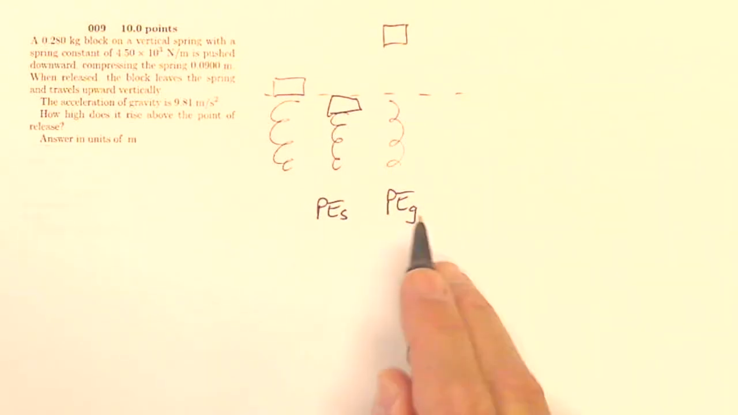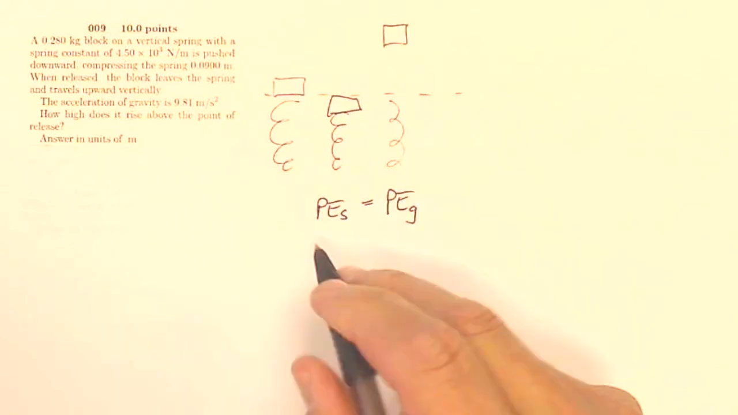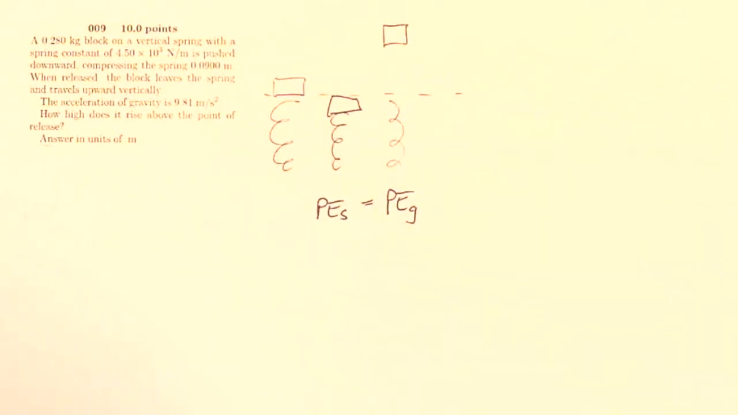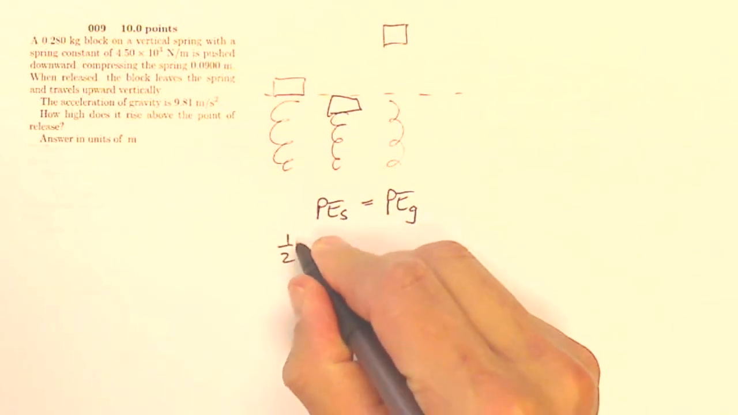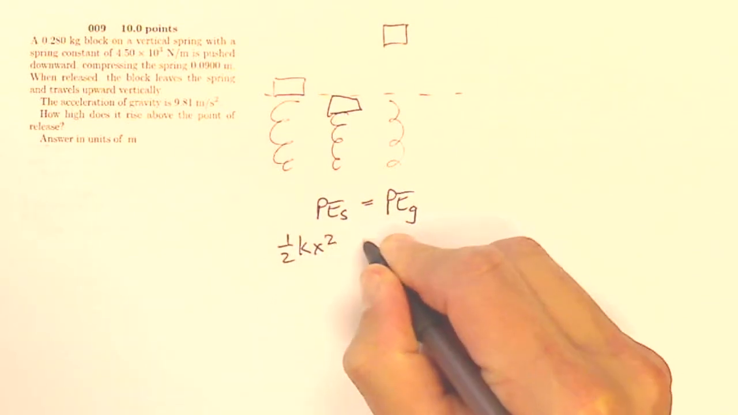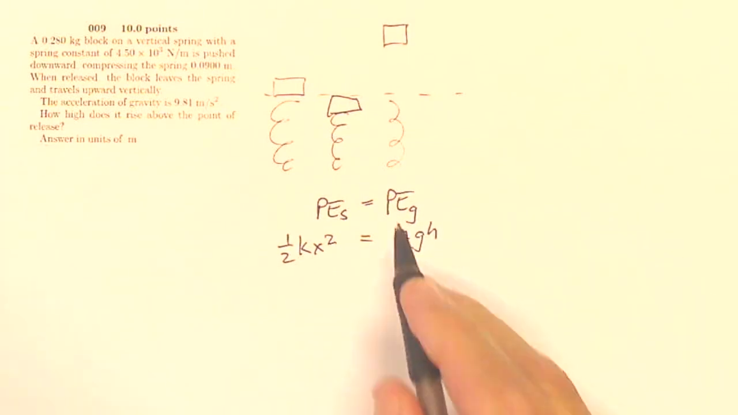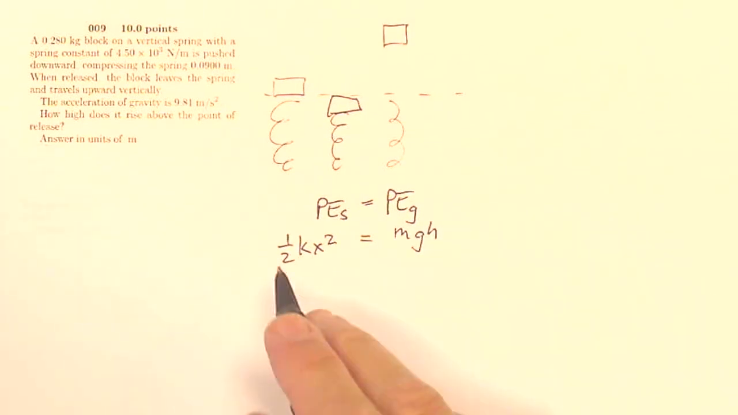So this energy is going to equal this energy, so the potential energy in the spring here equals my potential energy of gravity here. So I wind up with 1/2 kx squared equals mgh for my potential energy due to gravity.